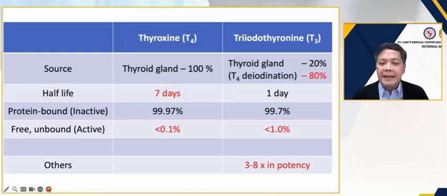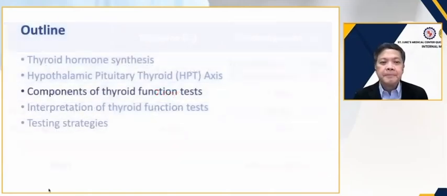We'll come back to this, but they are mostly inactive, and only less than 1% of T4 and T3 are active. T3 is really the main thyroid hormone. It is the more active one, and T4 needs to be activated or deiodinated to the more active T3 before it can exert its action and negative feedback. So these are basic knowledge that helps us interpret or at least understand any clinical situation the patient might be in. So let's talk about what are the components of thyroid function tests.